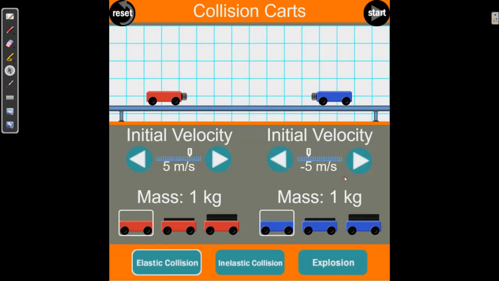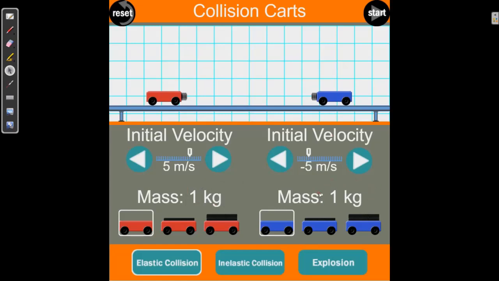Remember that velocity has direction, so since velocity is used to calculate momentum, momentum must also have direction. The red cart has a positive momentum, the blue cart has a negative momentum. Remember that negative sign only tells you direction. That's the only thing it tells you. You have to remember that from the velocity and acceleration units. And then both carts are 1 kilogram.